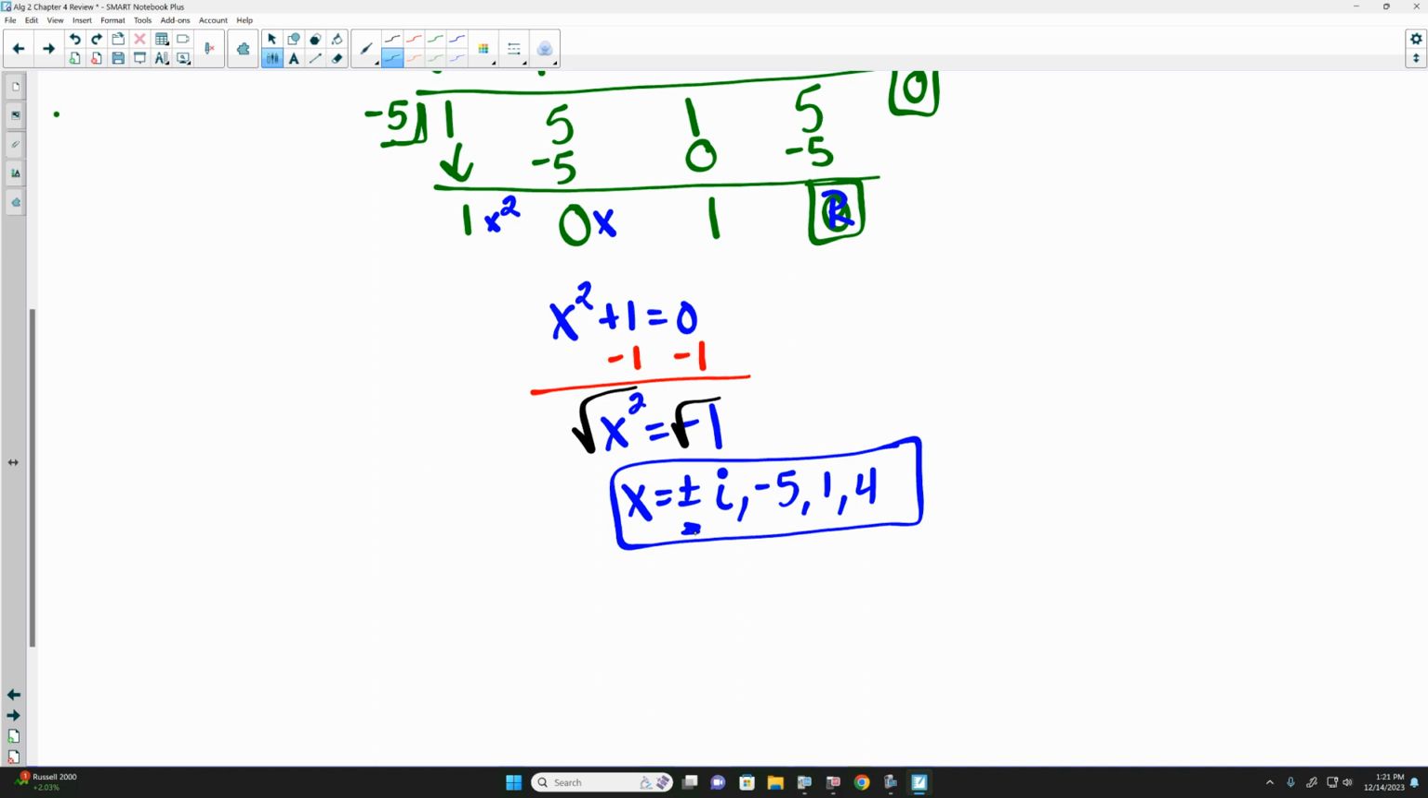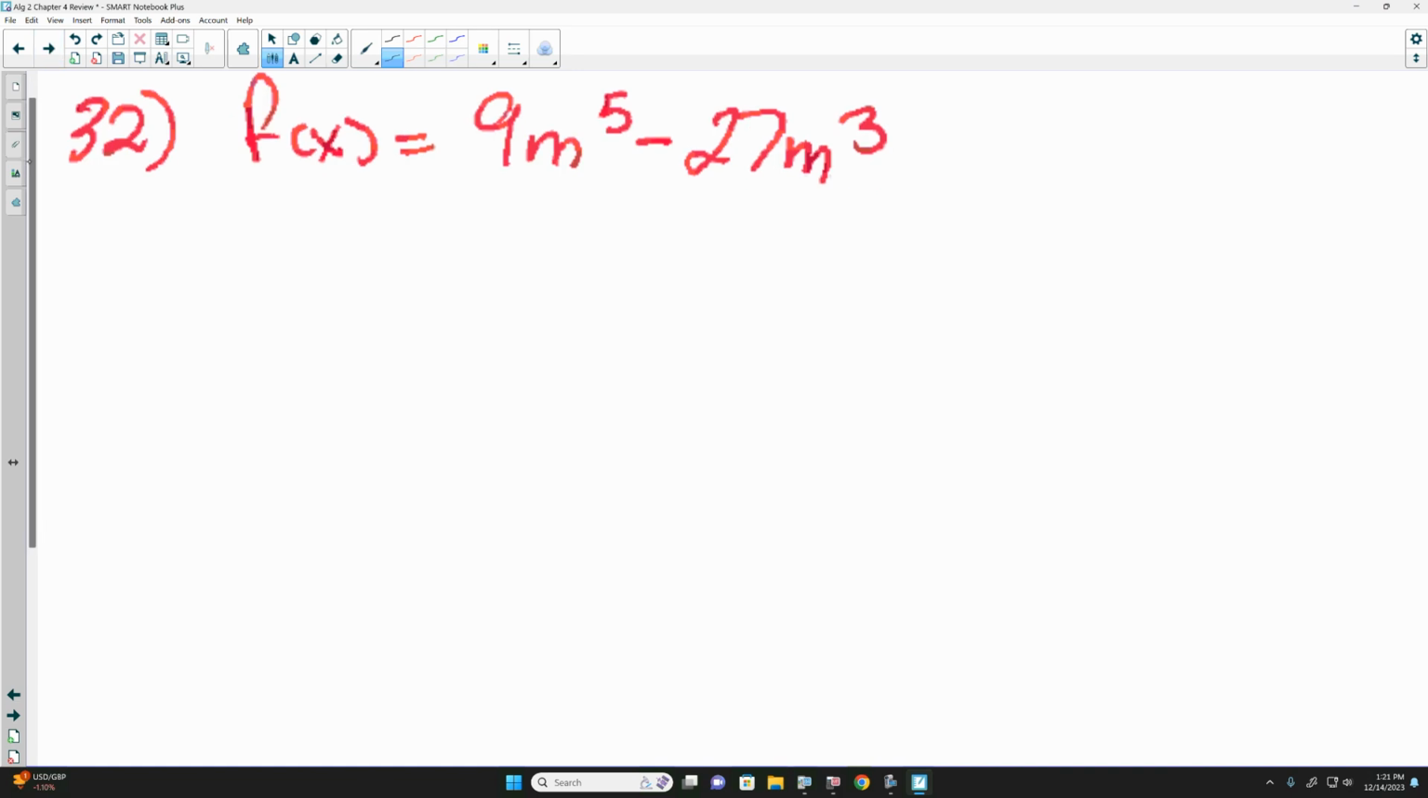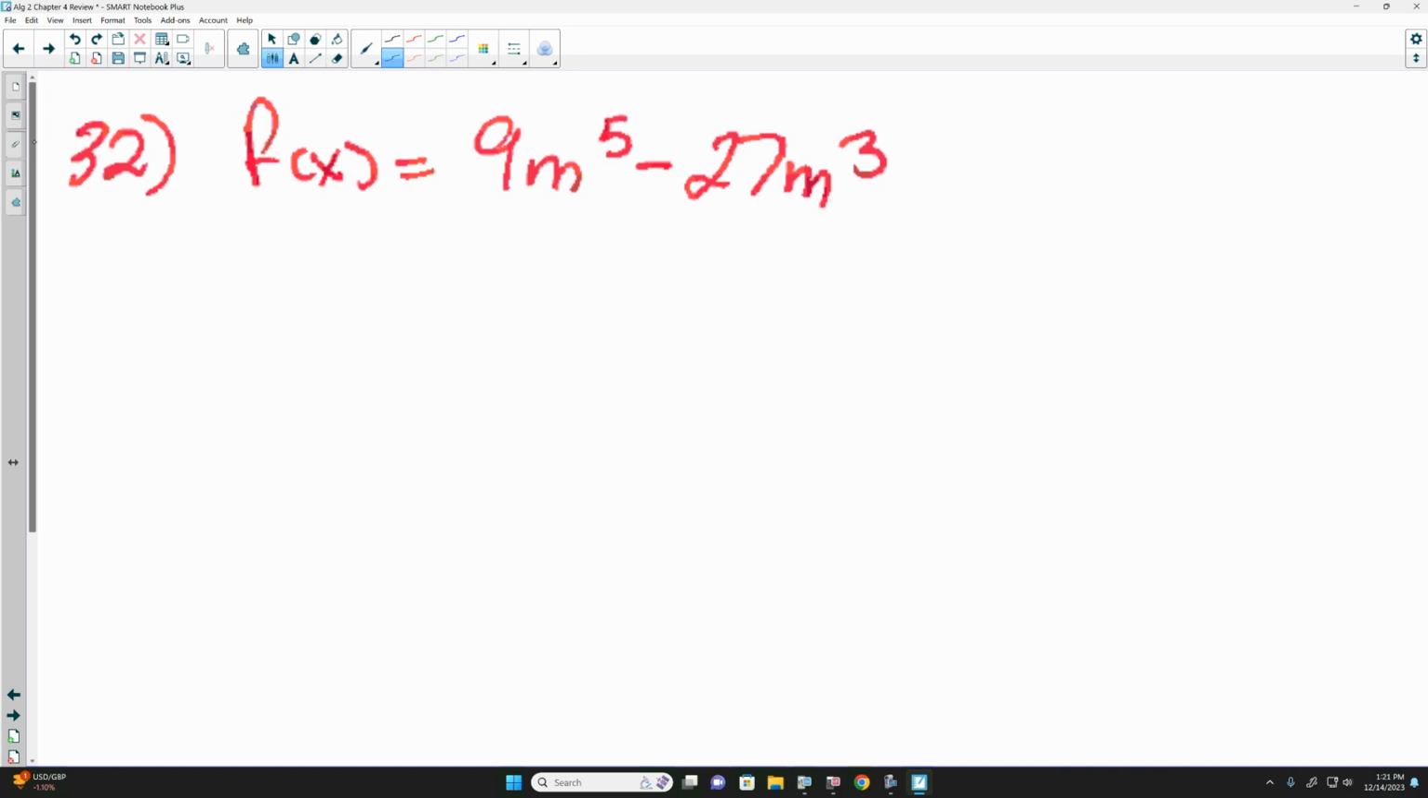Any other questions on 29? 30 through 34, is there another one of these that we want to look at? Which one? 32. Is there a constant term?